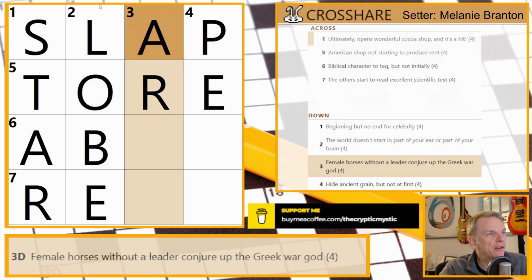Like it? 3 down. Female horses without a leader conjure up the Greek war god. With nice surface. I see how you can use the wordplay indicators to make a nice surface. And without a leader, if you read that as it sounds, it's quite well disguised, isn't it? That you're meant to remove an initial letter. So we're taking the initial letter off a word for female horses this time. And conjure up is basically a nice link word. So we're saying this is the wordplay, and that equals the definition, a Greek war god.